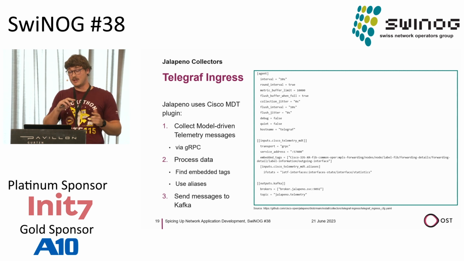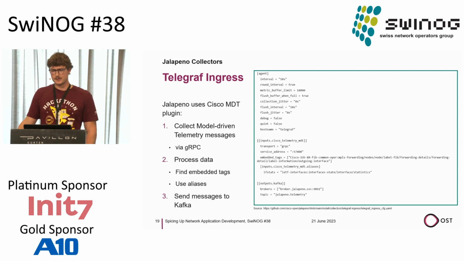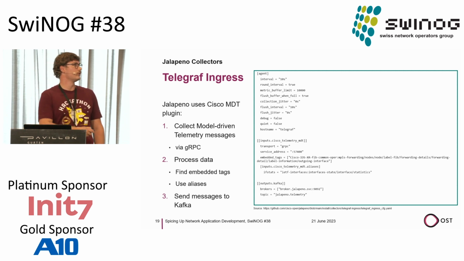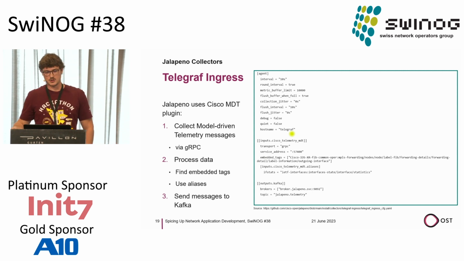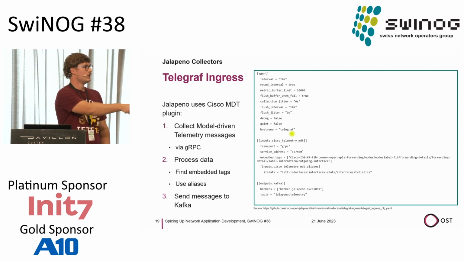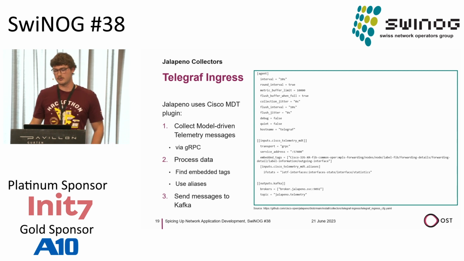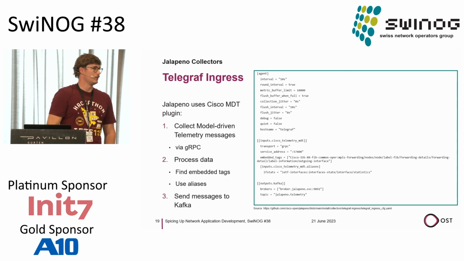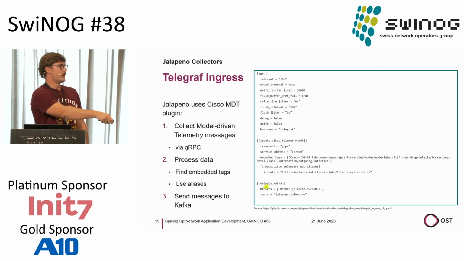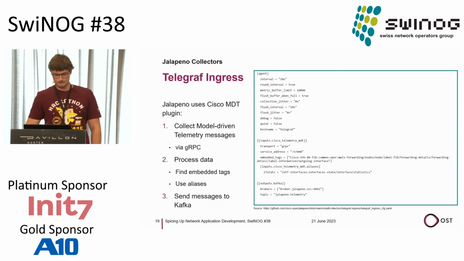Second, it processes them a little bit and then forwards it to the Kafka. So if you take a look at the configuration, it's quite easy. You have your agent configuration, which is channel information about how Telegraf should work. Then here you have information about the Cisco MDT plugin. You basically define, okay, we want to use gRPC as a transport, and you define the service address, in this case, localhost and the port. And then you define the Kafka as an output, so you define the broker and the topic.